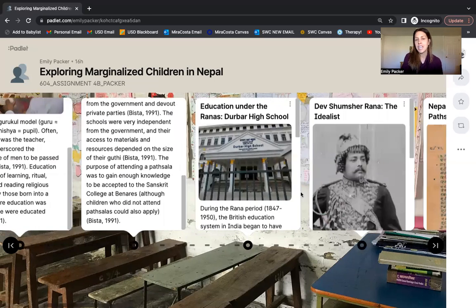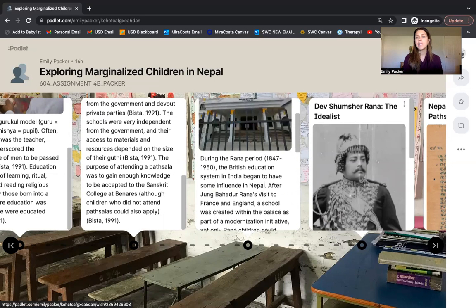Now comes the education under the Ranas. So now we're in the mid 1800s to the mid 1900s, and the Ranas were a ruling monarch. They're a family who ruled for a very long time. In the mid 1800s, a few Ranas went abroad to England and France, and they came back to Nepal with an idea for modernization.